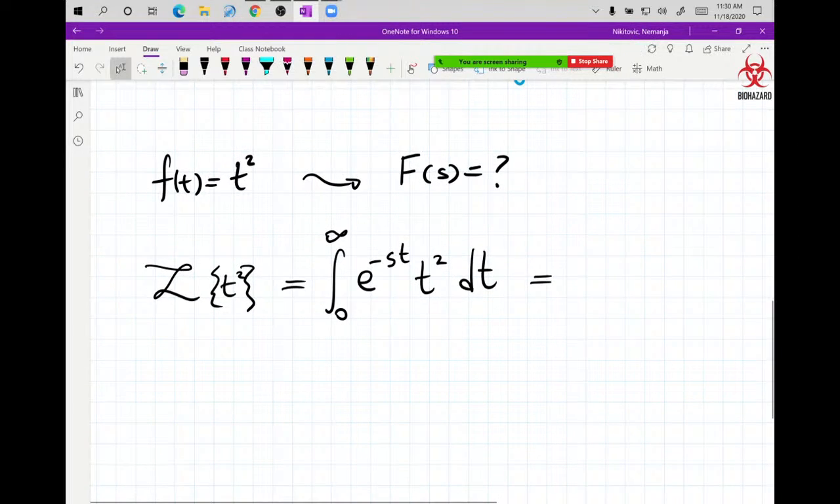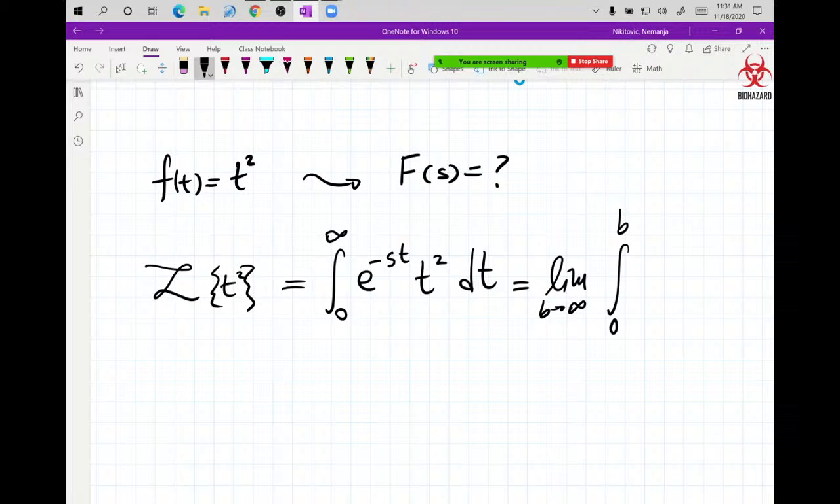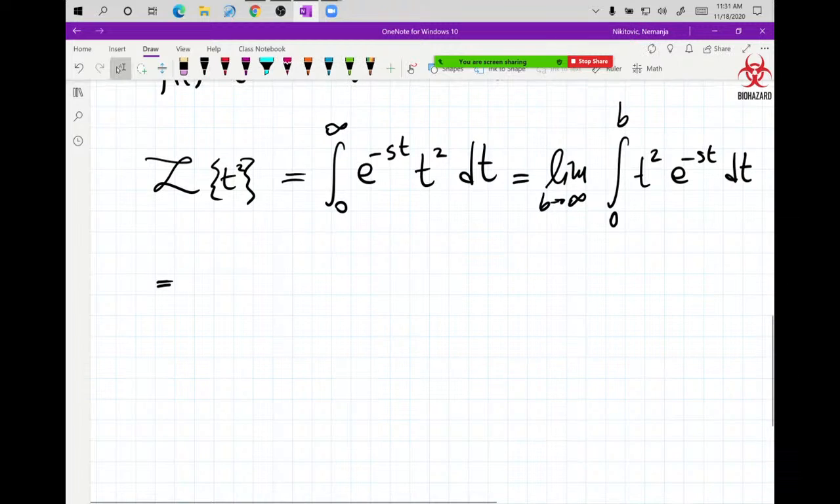And this is pure Calculus 2 integral. All right, we have to write that limit as b goes to infinity of the integral from 0 to b. And we like to put this t squared first and then e to the negative st second. That's usually the way we wrote these integrals back in Calc 2, right? So now we use our integration by parts. I believe that's 8.2 in your Calc textbook if you still have it.